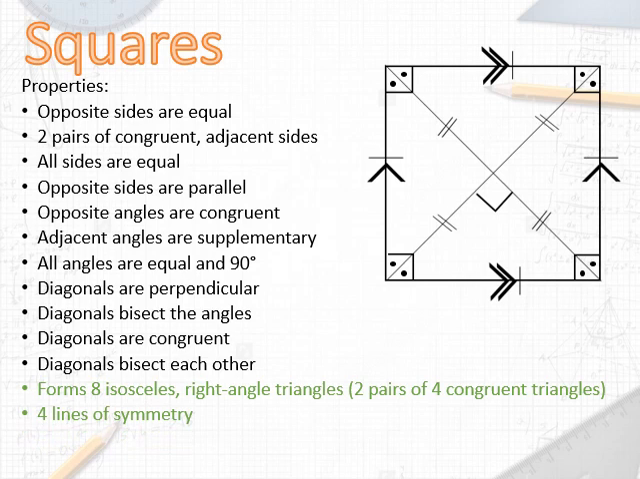And then we've got 4 lines of symmetry. So a square is a regular polygon, which means all sides are congruent, all angles are congruent, and the number of lines of symmetry and rotational symmetries will also be equal to the number of sides. So we've got 4 lines of symmetry.